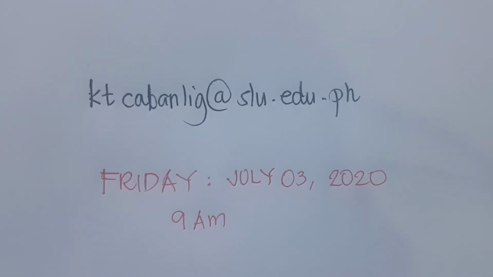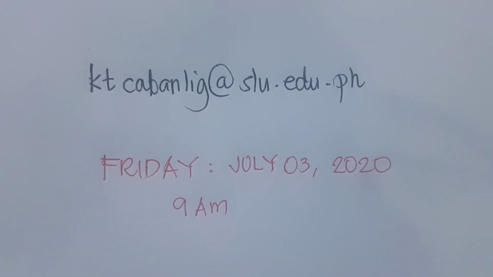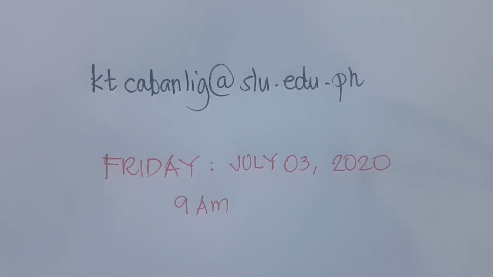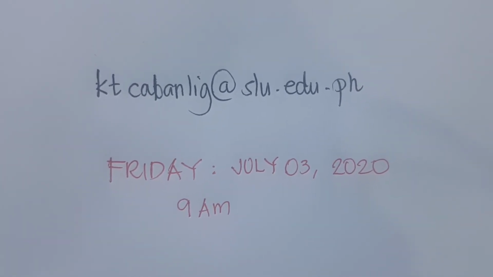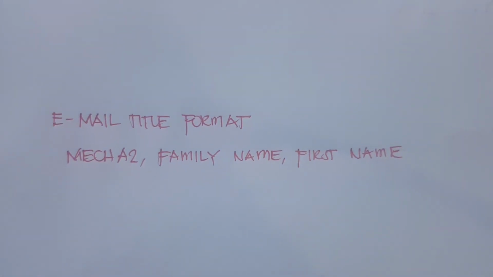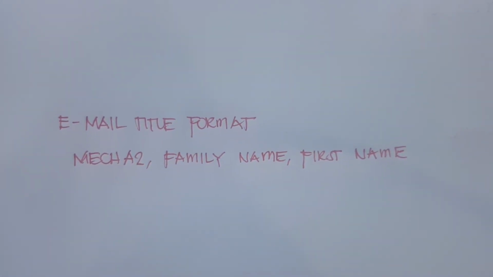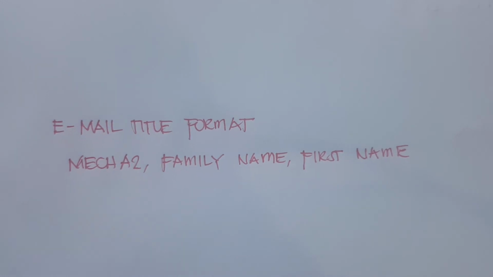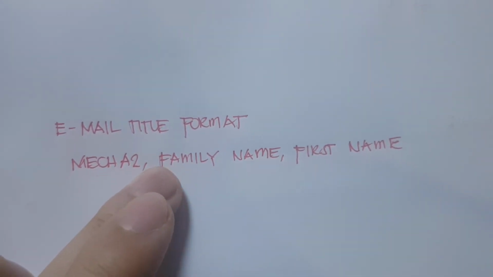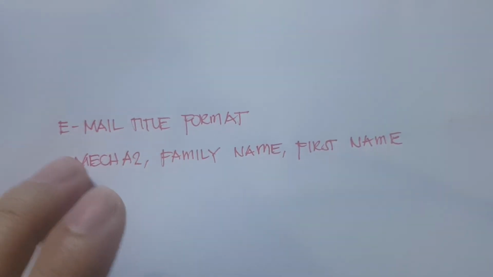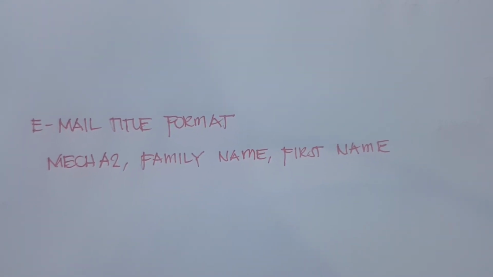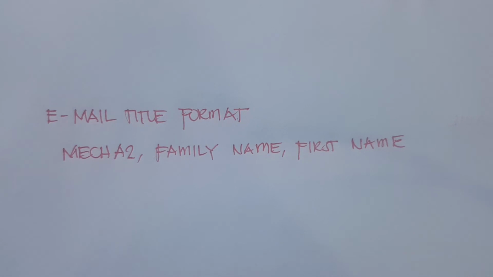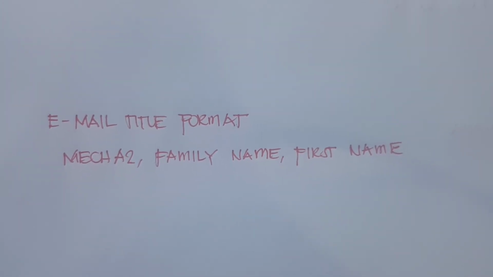Correction, it is not Friday at 5 p.m. Rather, it is Friday 9 a.m. The submission of the assignment is on or before 9 a.m. So, for the format of your email title, please follow this: MEC 2A, MEC Assignment 2 or MEC A2. Then family name, then followed by your first name. Okay, so I repeat, please do not share the info. Thank you.